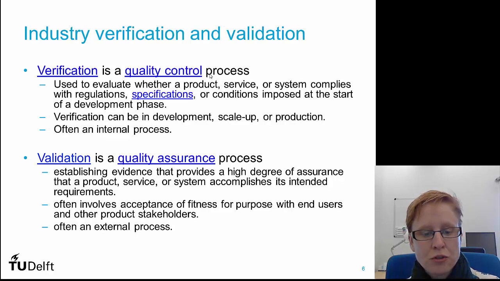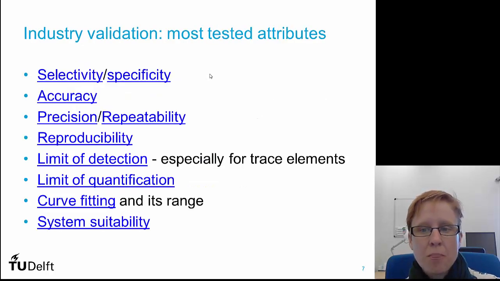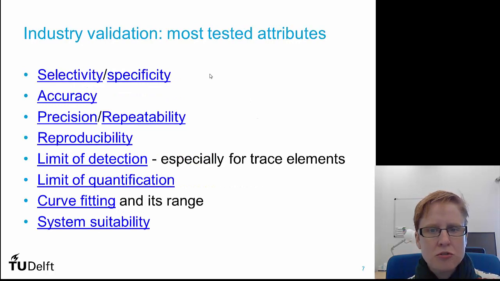And the difference with validation is often an external process, in the sense that you talk to others consistently to check. So for your thesis, that will be, for instance, your thesis supervisor. So when it comes to industry validation, what do they actually test? Well, they look at selectivity, specificity. Is it the right thing? Is it accurate enough?